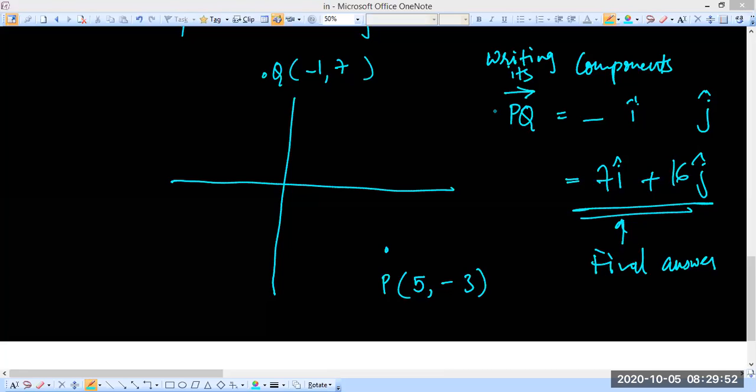I will not consider that answer. There is no comma anywhere. If you write i caret j caret, there is no comma anywhere. No, it is wrong. Raj, your answer is wrong.